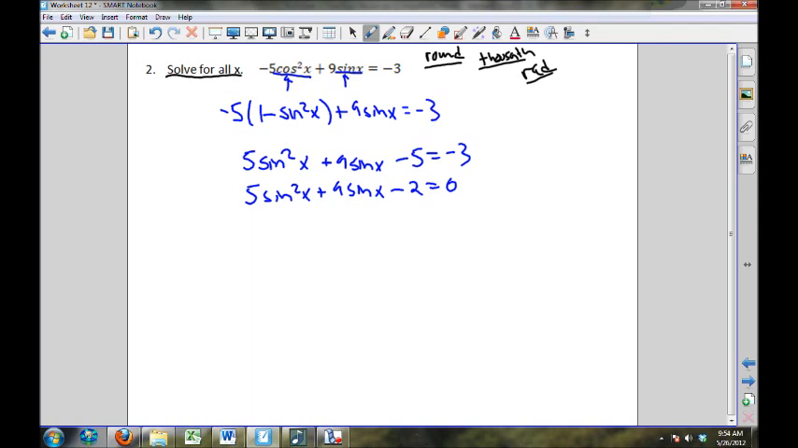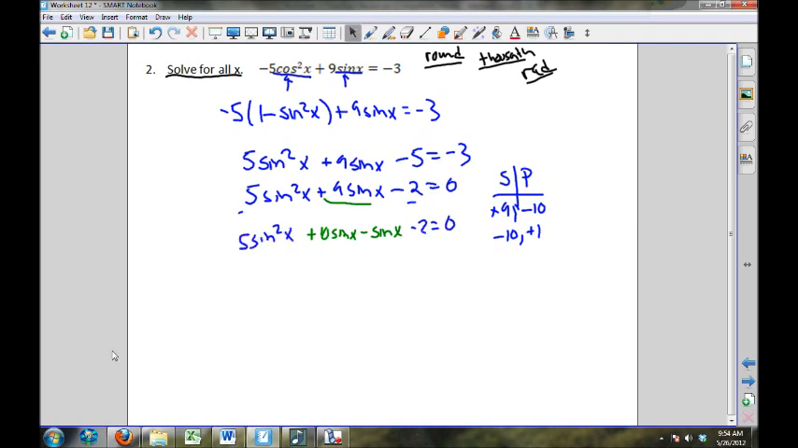From here, to factor, you can do this using the AC method. I'm going to look at the sum and the product. I have a sum of positive 9, a product of negative 10, the A term times the C term, hence AC method. Numbers that multiply and add to that would be negative 10 and positive 1. So I'm going to split my middle term, 9 sine x, into plus 10 sine x minus sine x. And then bring down my other terms, 5 sine squared x and negative 2 equals 0.